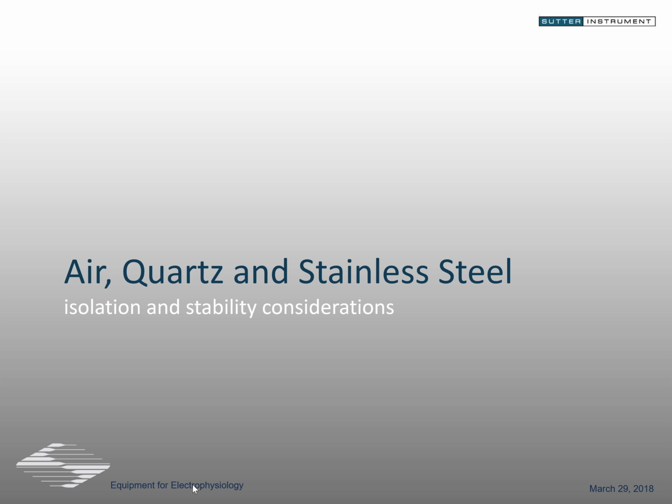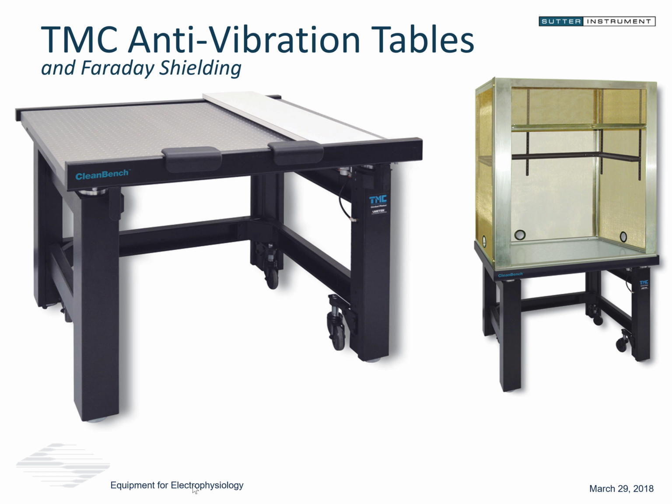Okay, I had mentioned that at the end I would give some tips and tricks. That's going to come into play in this section where we start talking about stability and isolation. I've titled this Air, Quartz, and Stainless Steel. So what are we talking about with air? Well, by air, I'm referring to the anti-vibration tables that are actually floating on air. Usually these are needed for these types of experiments in order to isolate the imaging system from the vibrations in the building.